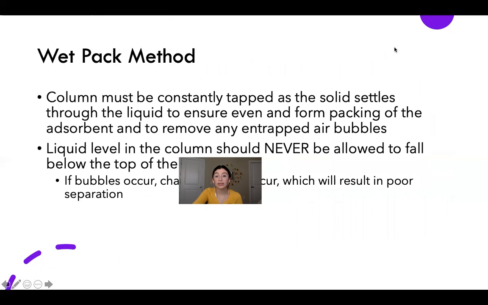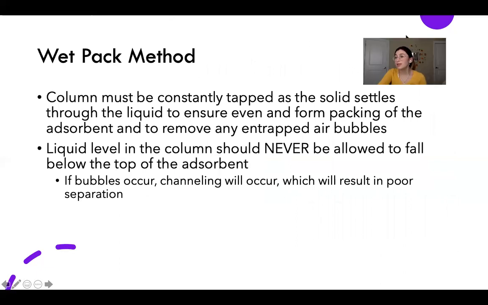Wet pack method. This is what we're going to be using. They discuss a different method in the lab manual, but I'm showing you that we're going to be doing the wet pack method. So this is one of the ones that I definitely want you to understand. They may ask you what a different method is too, so make sure you go over that as well.